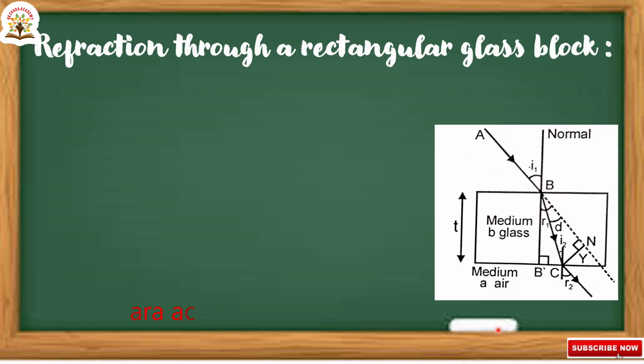Here we are taking a glass slab of thickness T, with a medium representing glass, and a medium representing air. Now this is the incident ray, and here the light ray is incident on the glass slab, and we are drawing a normal at the point of incidence.